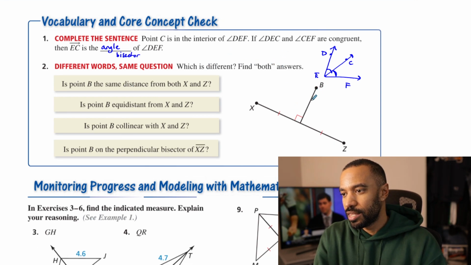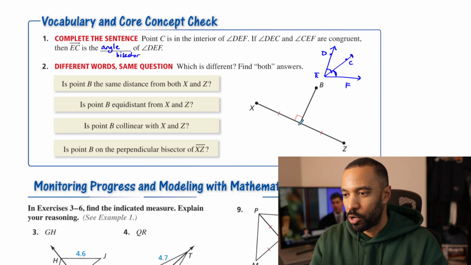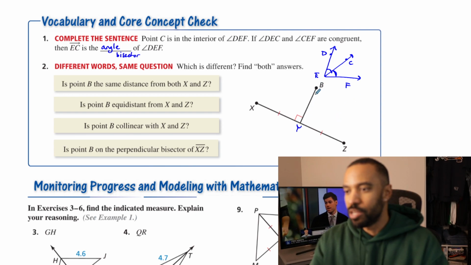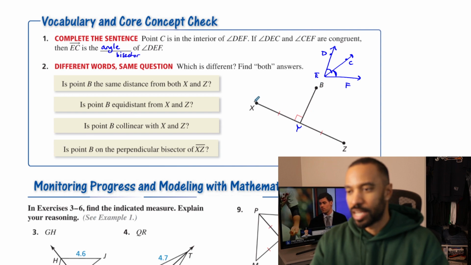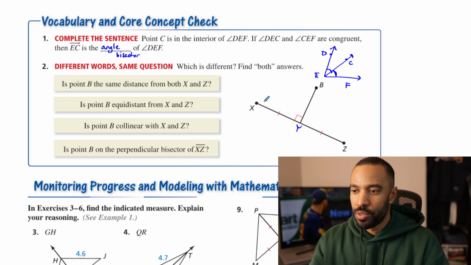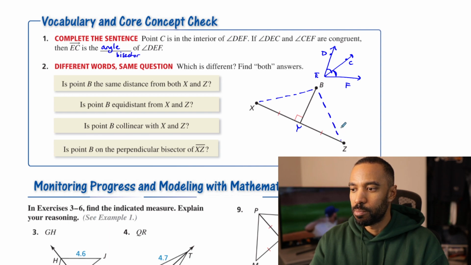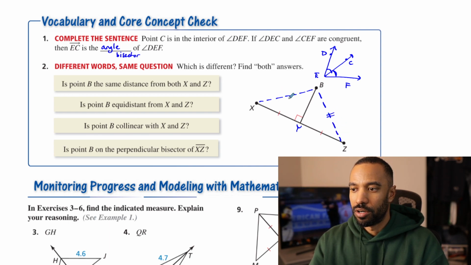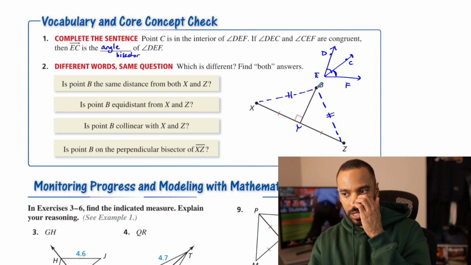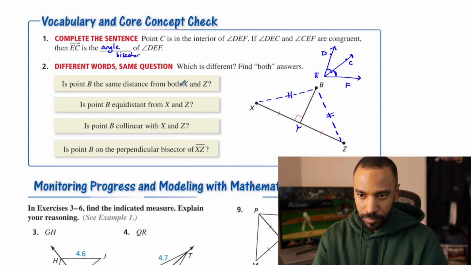All right, you can see that this is B, and there's no other letter here. Let's just make one up. Let's call it Y. That segment BY is the perpendicular bisector of segment XZ. So we also would know that, if there's no segment drawn here, but I can just draw dotted distances to give an abstract thought, that would also mean that these two distances are congruent, right? They're equidistant. B is equidistant to X and Z.